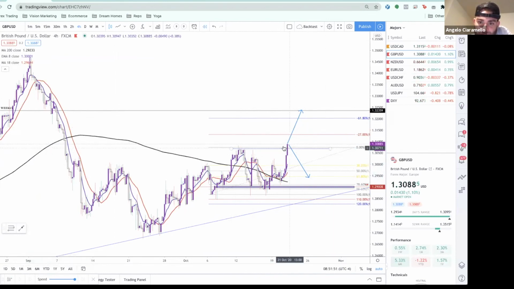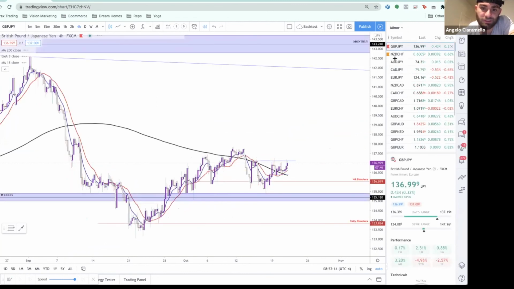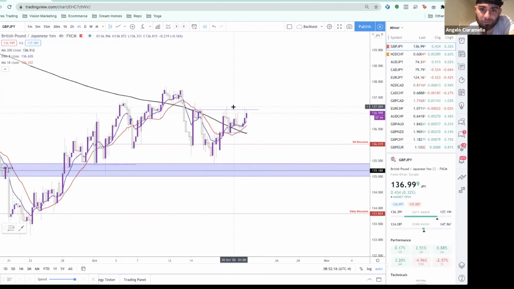If we respect this level, we'll look for shorts off of this level. This will be a nice double top area. This will be the resistance we need to have our first confirmation, and then we'll look for the pullback. But if it just closes above here and closes another candle above, then I'll start to look for buys. So that's GU.